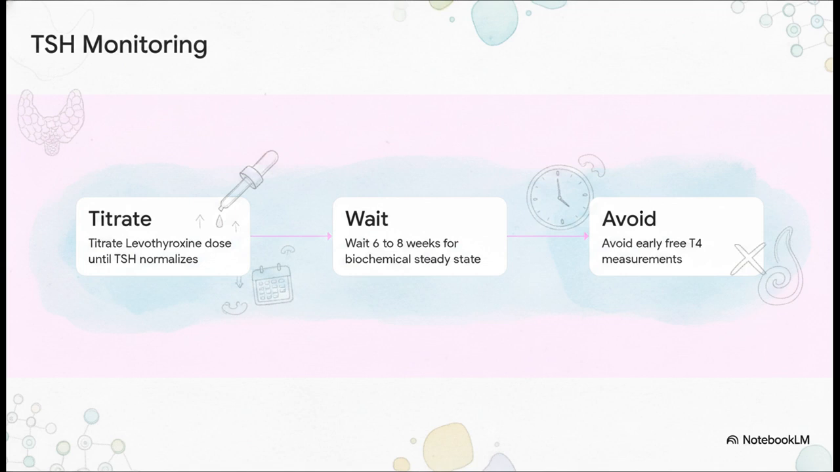Tracking it is essential. You have to titrate the dose until the TSH normalizes. But here's the kicker. You absolutely have to wait a full 6 to 8 weeks to hit a true biochemical steady state before you retest. If you check peripheral free T4 too soon after a patient takes their pill, you're going to get this transient, totally misleading elevation. You just have to trust the timeline and trust the TSH.